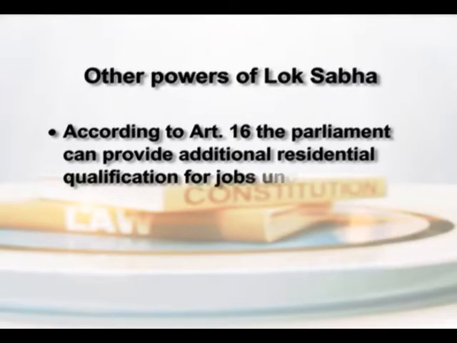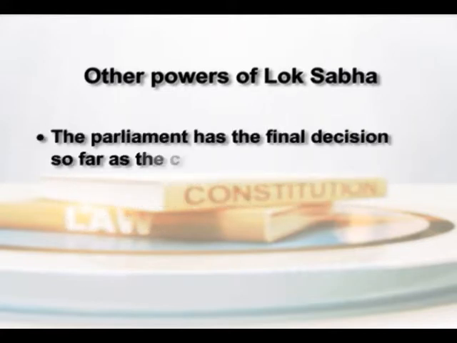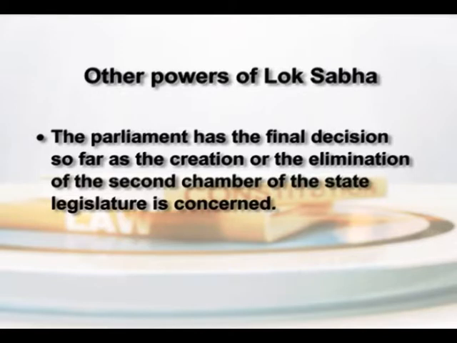Thirdly, according to Article 16, the Parliament can provide additional residential qualification for jobs under the state government or that of the union territories. Not only that, the Parliament has the final decision so far as the creation or the elimination of the second chamber of a state legislature is concerned. It can do so provided it has the vote of 2/3 majority of the total strength of the state legislature, and along with it the total number of members present at the time of voting.